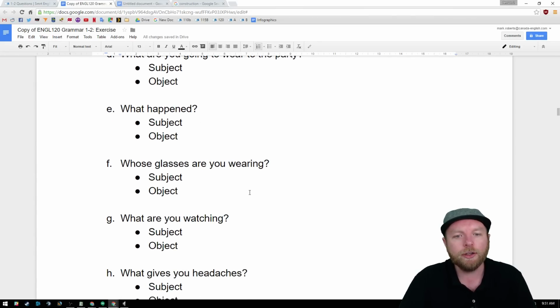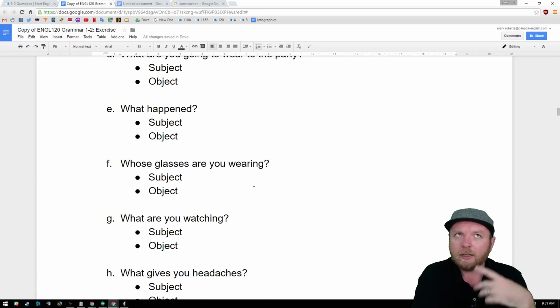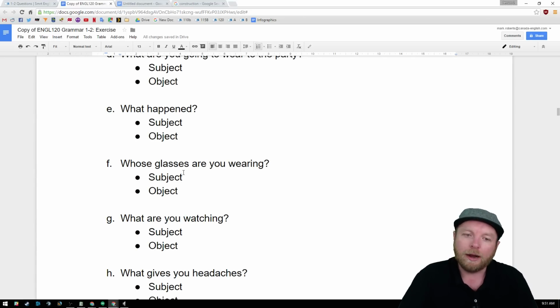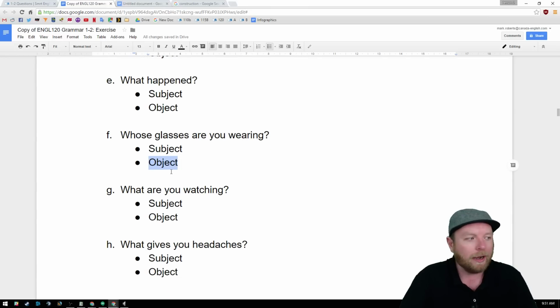Whose glasses are you wearing? Now be careful. Whose glasses are you wearing? All right? Let's think about the answer. I am wearing her glasses. I am wearing his glasses. Are you wearing? This is inversion. We're asking about the object, okay?